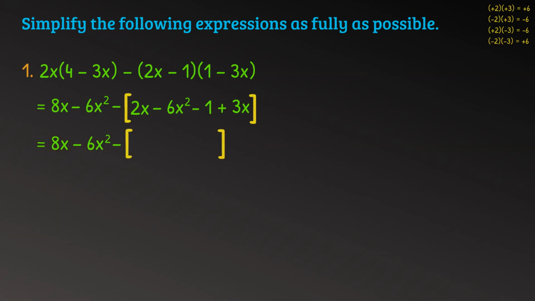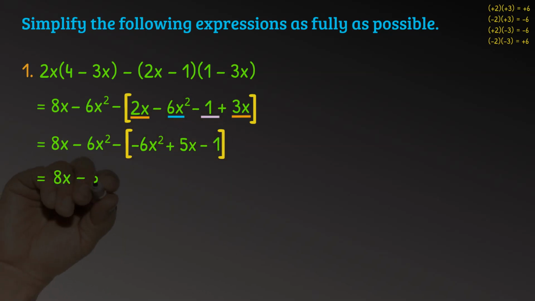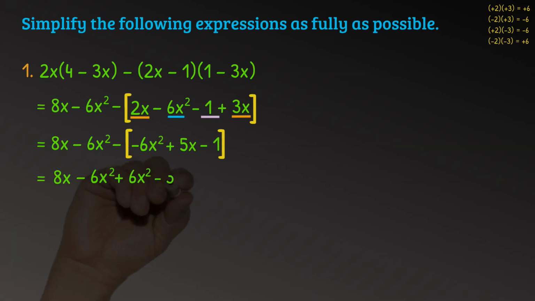There's only one term with x squared in, but there are two terms with x in, 2x plus 3x, so that becomes 5x, and there's only one constant. Then we get rid of the yellow bracket by timesing everything inside by minus 1. So we have plus 6x squared, a minus 5x, and a plus 1.